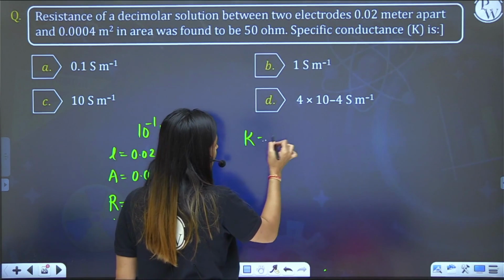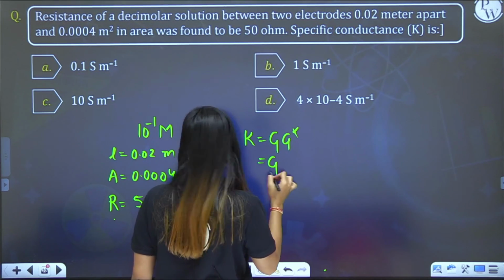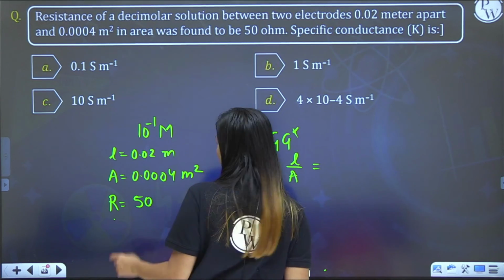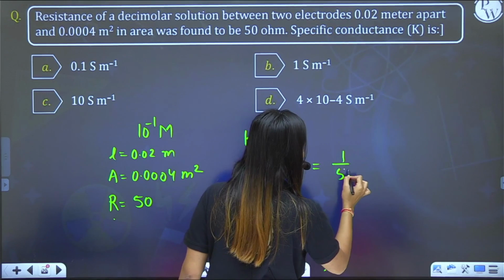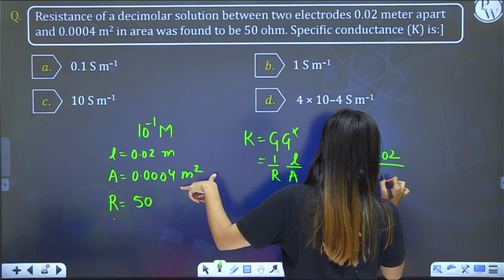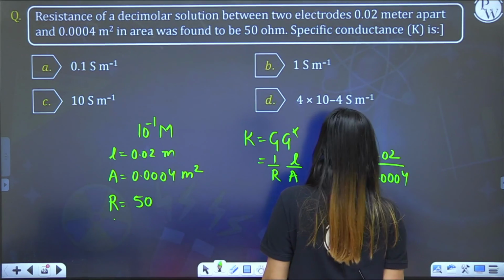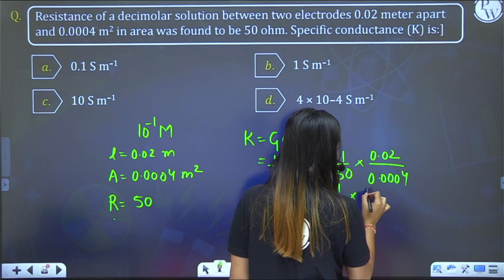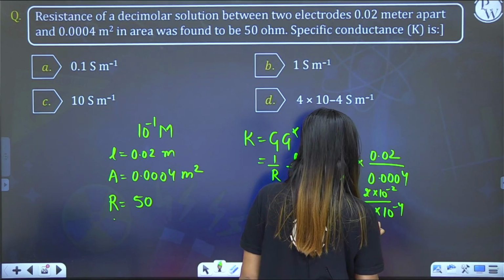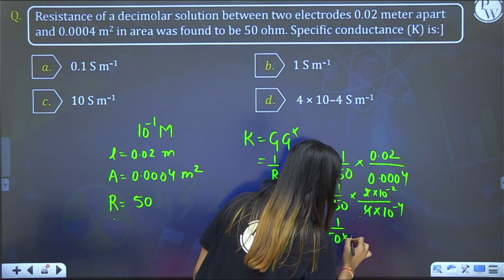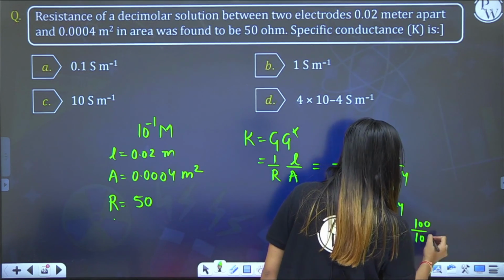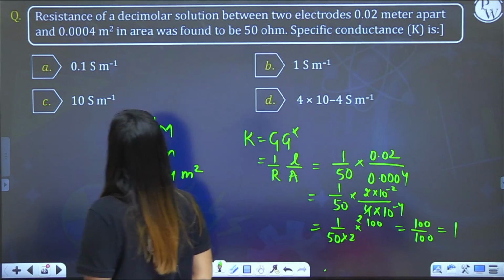So I know the specific conductance is given by G into G star, where G is the conductance and this is equal to 1 upon resistance, and G star is L upon A. Let's try to solve. You have resistance as 1 upon 50 and you have length equal to 0.02 meters, divided by 0.0004 meters. So 1 upon 50 into 2 into 10 raised to the power minus 2 upon 4 into 10 raised to the power minus 4. This would be 1 upon 50 into 2, and here it would be 100. So this would be 100 upon 100, which is equal to 1, right?